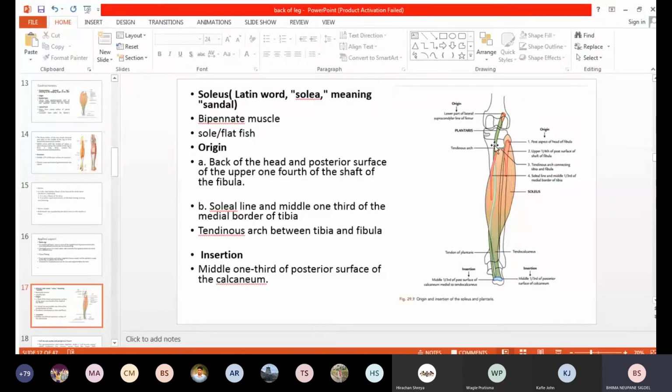After that you can see the tendinous arch of the soleus, this curved one. Okay, that is also origin. After that it goes downward, that is the soleal line of the tibia and the medial border. So this is the medial border of the tibia. So fibula, to the arch, to the soleal line, and then the medial border of the tibia is the origin of the soleus muscle. And the insertion is the same as the gastrocnemius, that is the posterior surface of the middle 1/3 of the calcaneus.